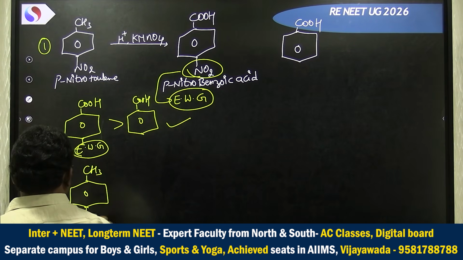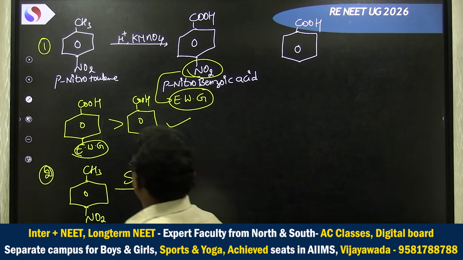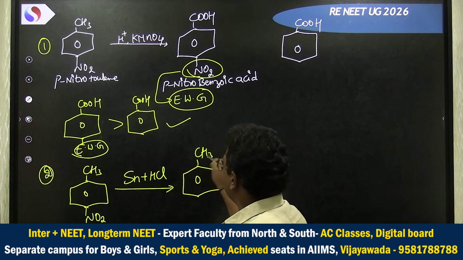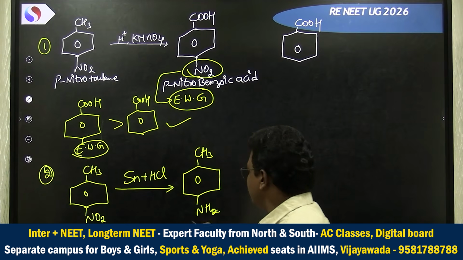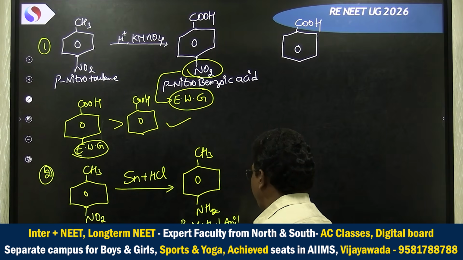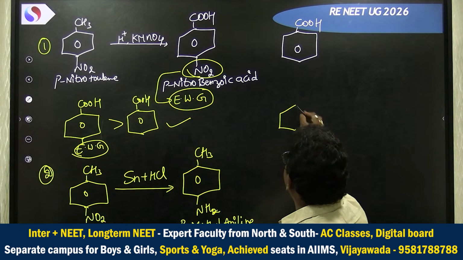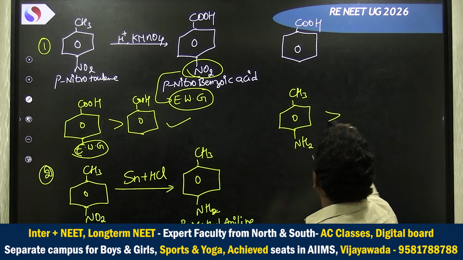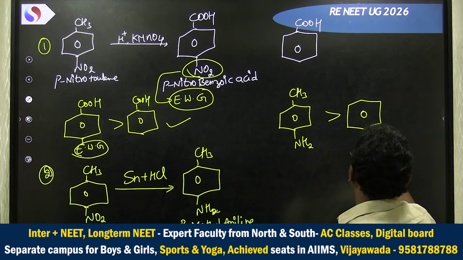Now I am treating para-nitrotoluene with Sn in the presence of HCl. It is a reducing agent. It acts as a strong reducing agent and it will be converted to para-methyl aniline. And very clearly, this is more basic than aniline. This is aniline, right?